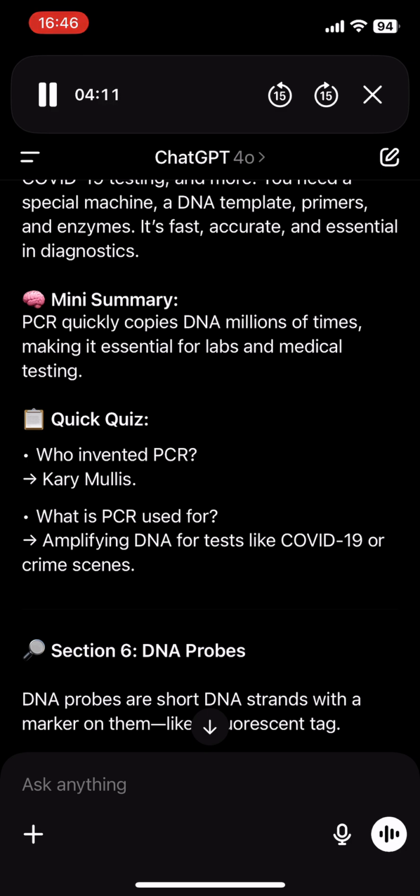Section 6: DNA probes. DNA probes are short DNA strands with a marker on them, like a fluorescent tag. They stick to a specific DNA sequence. If that sequence is in your sample, the probe lights up. It's like a targeted search tool.